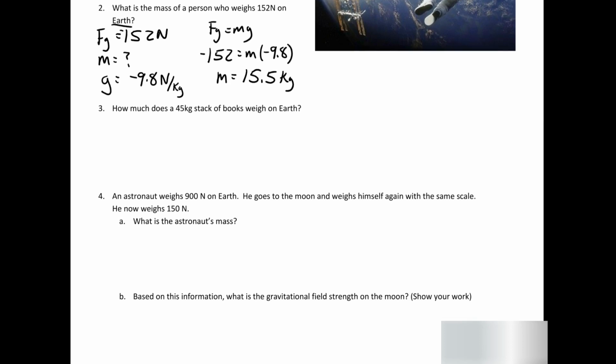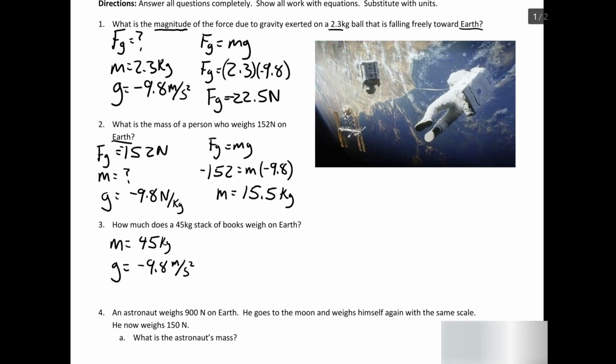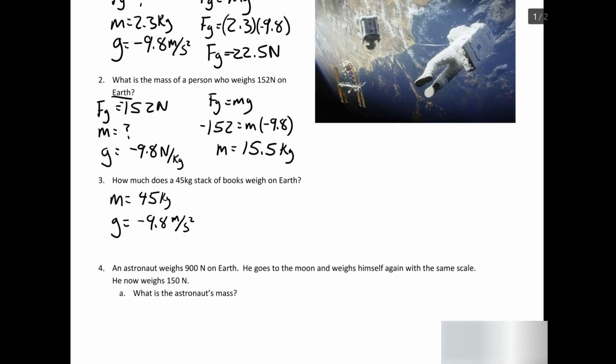All right, so let's see. It says, how much does a 45 kilogram stack of books weigh on Earth? The mass is 45 kilograms. We're on Earth, so it's negative 9.8. Let's switch back and forth. Meters per second squared. All right, so remember, you could think of it as acceleration due to gravity. You could think of it as the gravitational field strength. It's the same magnitude. It's just different units, and it's a different name for the same thing for our purposes.